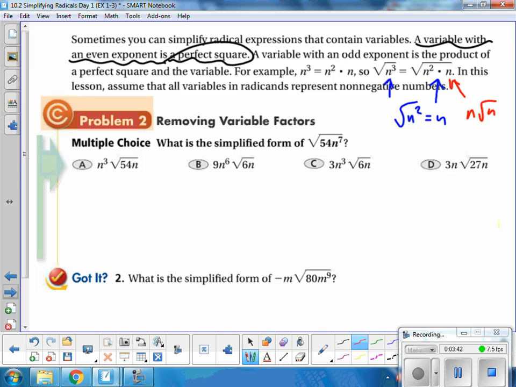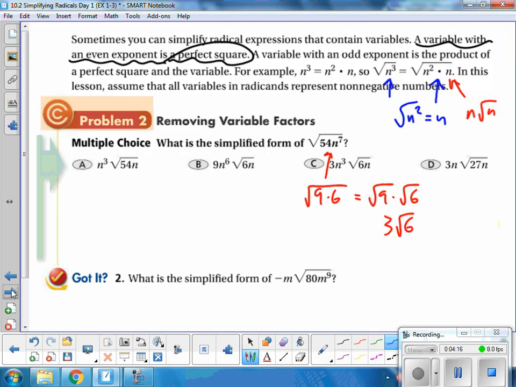And we're going to try that out, and this time we do have numbers and variables to interact with. Okay. What is the simplest form of the square root of 54 times n to the 7th? Okay, so I'm going to look at this one. I see that 54 is 9 times 6, 9 being my perfect square. So the square root of 9 times the square root of 6. So I can see that my 9 is 3, and I can't factor that 6 out, so I have 3 times the square root of 6.